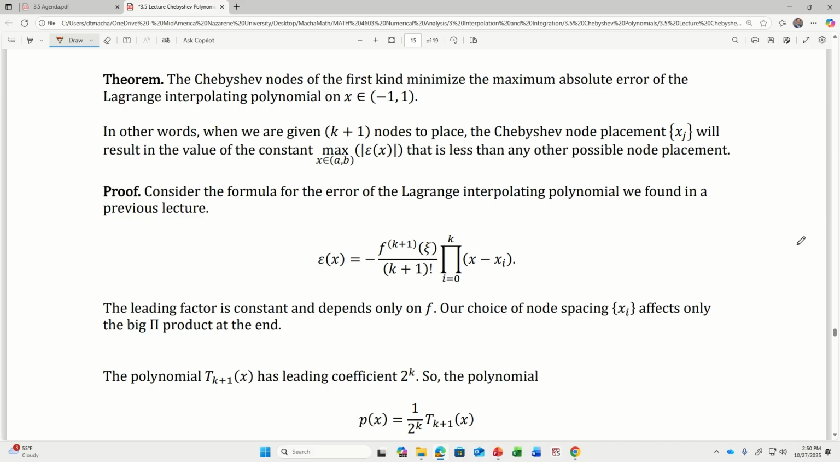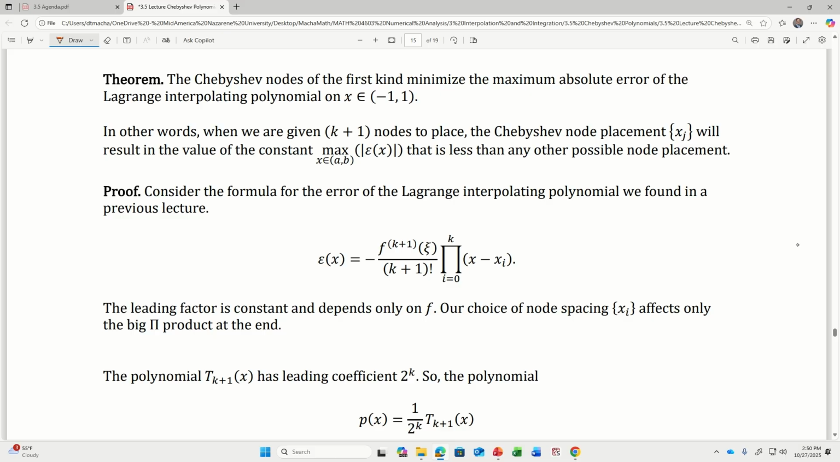So we're making the claim that the Chebyshev nodes of the first kind minimize the maximum absolute error of the Lagrange interpolating polynomial on the interval from -1 to 1. In other words, when you're given k plus 1 nodes to place in that interval, the Chebyshev node placement will result in the value of the constant, the maximum of the absolute value of the error for x values inside the interval from a to b, that is less than any other possible node placement.